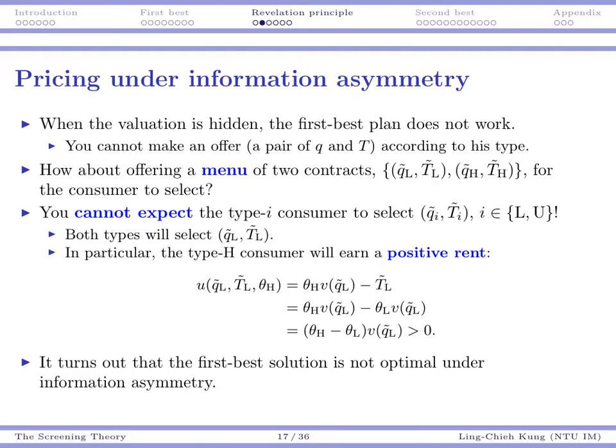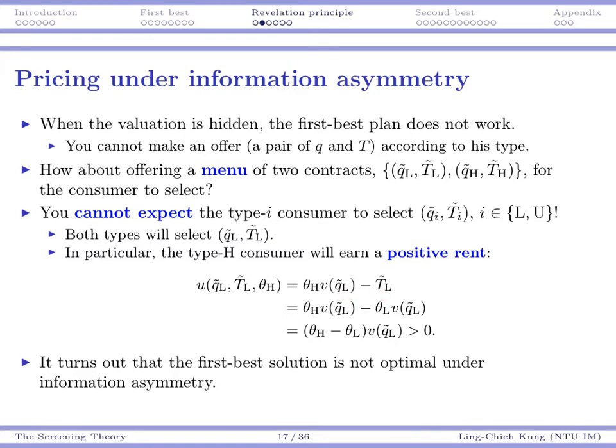But that's not going to happen because both types will find the low type contract is better. Why? Suppose you are a high type consumer. You see these two offers, you're going to evaluate which offer gives you a higher utility. And of course you see the high type offer gives you nothing. Your utility will be 0. But the low type is different. You will evaluate your utility function. Your type is theta h, so this is your willingness to pay. And you get a quantity by paying something.